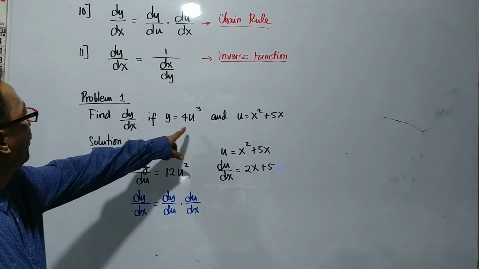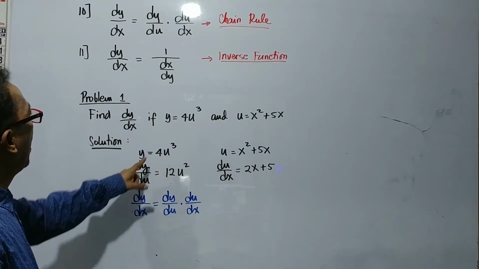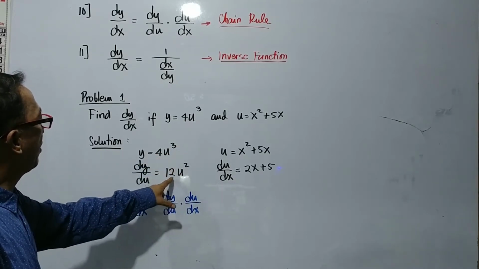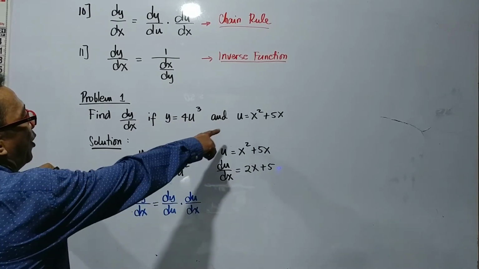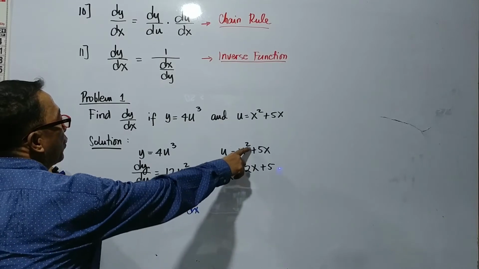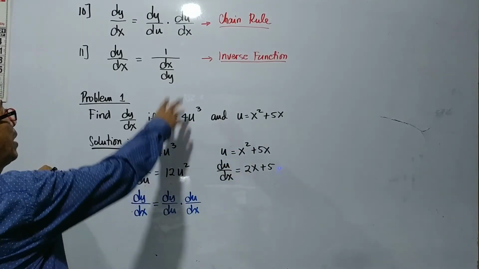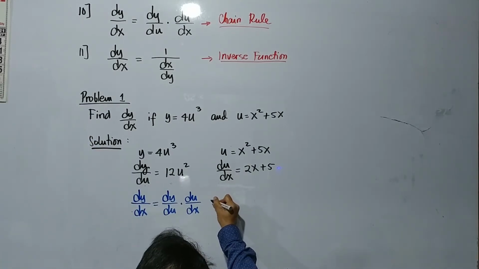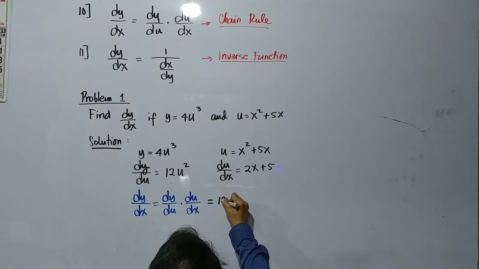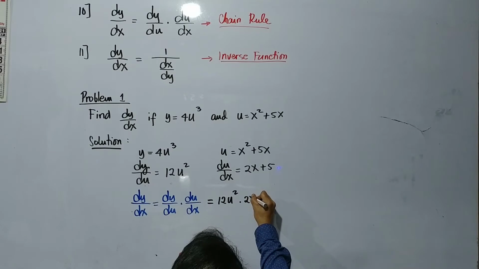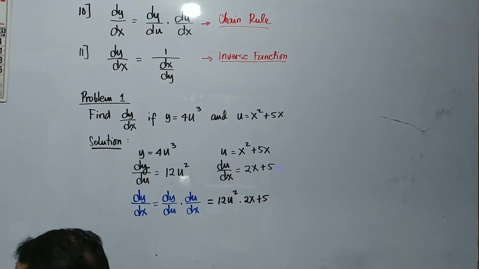So to solve it, we have y equals 4u cubed. Our dy/du is equal to 4 times 3, which is 12u squared. On the other hand, we have u equals x squared plus 5x. So our du/dx is equal to 2x plus 5. Then apply the chain rule. So we have now our dy/du, 12u squared, times 2x plus 5.